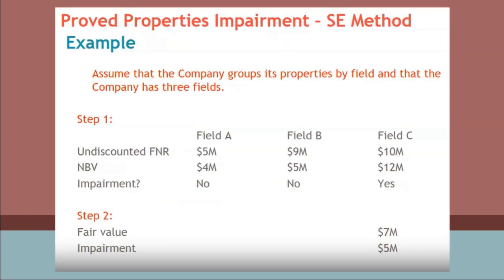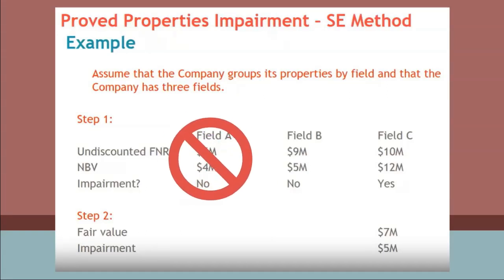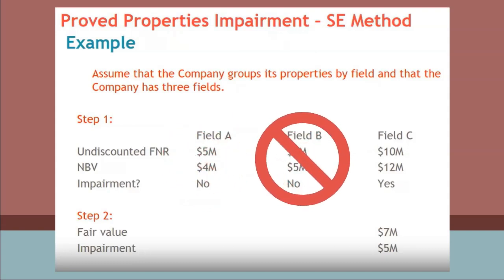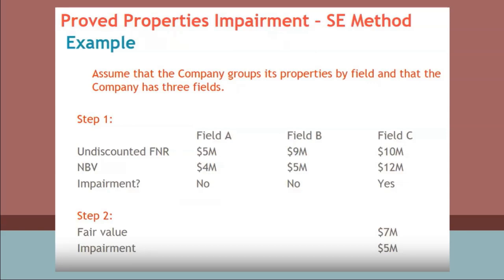So here's a quick proved properties impairment example. Let's keep it simple. So you have field A, field B, field C. Our undiscounted future net cash flows are $5 million for field A. We have a net book value of $4 million. Is it impaired? No. We look at field B, similar situation, not impaired. But then we look at field C, and we actually have a net book value above our future cash flows. So yes, it's impaired. Step 2 would be to actually calculate the impairment. They're just kind of giving us the fair value. So you take the 12 minus the 7, you have a $5 million impairment.